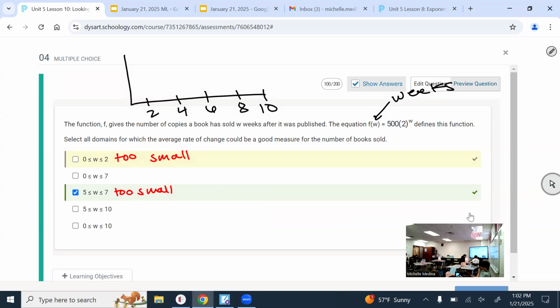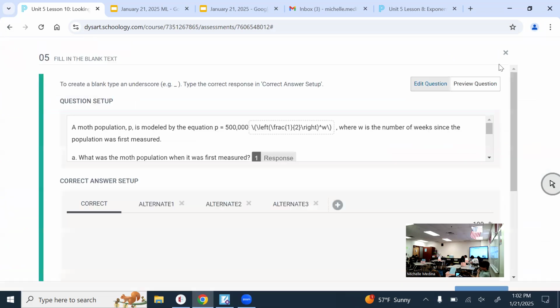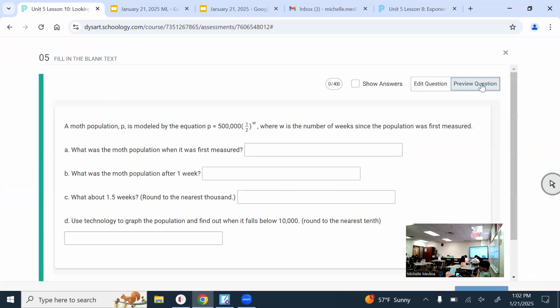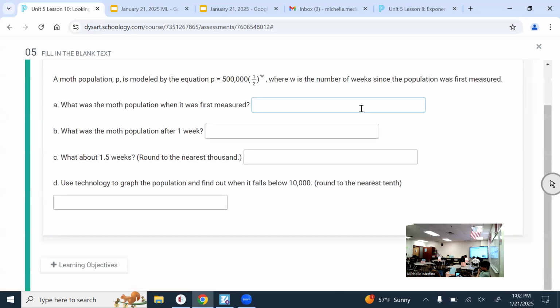So, questions on any other problems? Wade? On lesson 10? Okay, a moth population is modeled by this equation. And we want what was the moth population when it was first measured. So if this is my equation and it looks like my setup that we're used to for exponential functions, which letter of this will give me my initial amount? So it would be whatever is in the A position. In this one, it's 500,000.